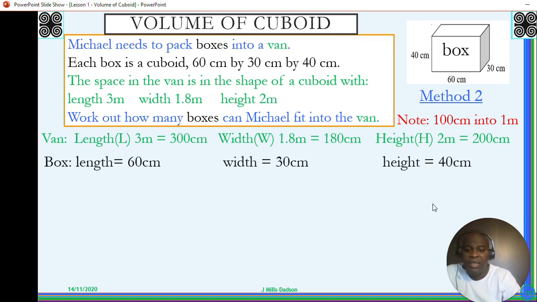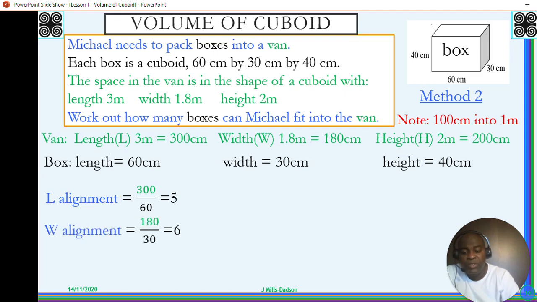Next step is I try to divide. I call this the alignment method. That is when you pack the boxes, how many boxes will align with the edge of the length, the width, and the height. I do that by dividing the length of the van by the length of the box, the width of the van with the width of the box, and so on. So the alignment on the length will be 5, the width will be 6, and the height will be 5.